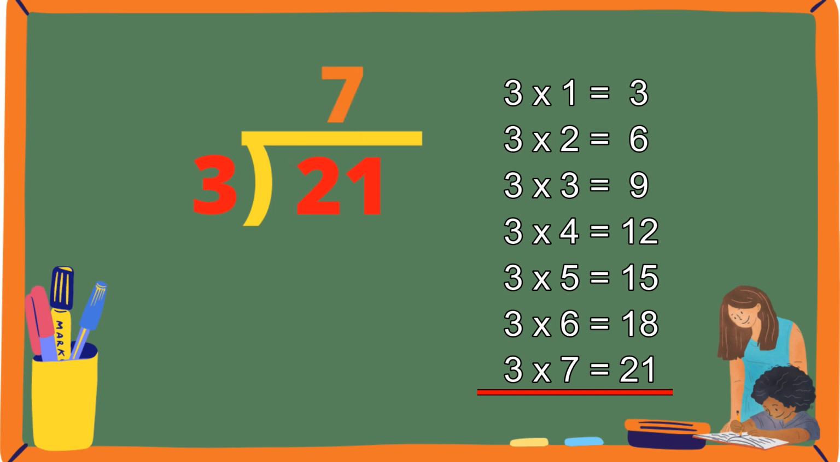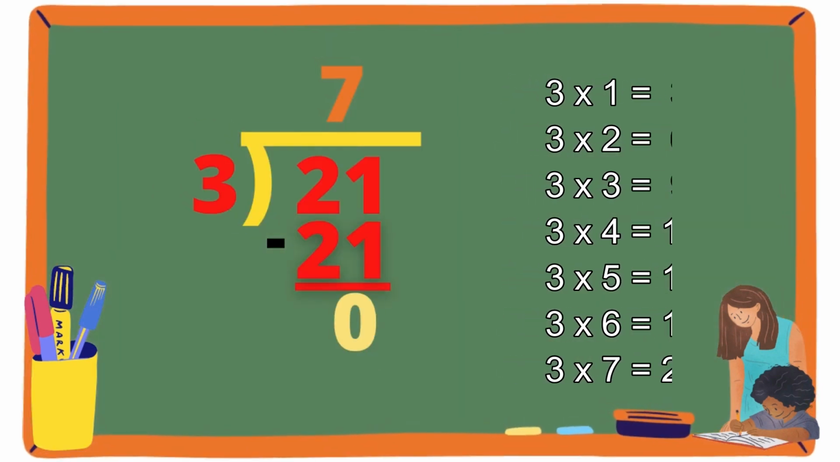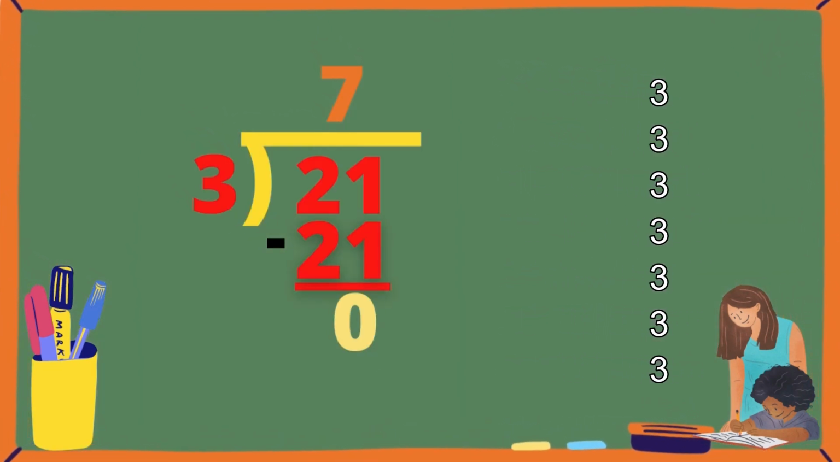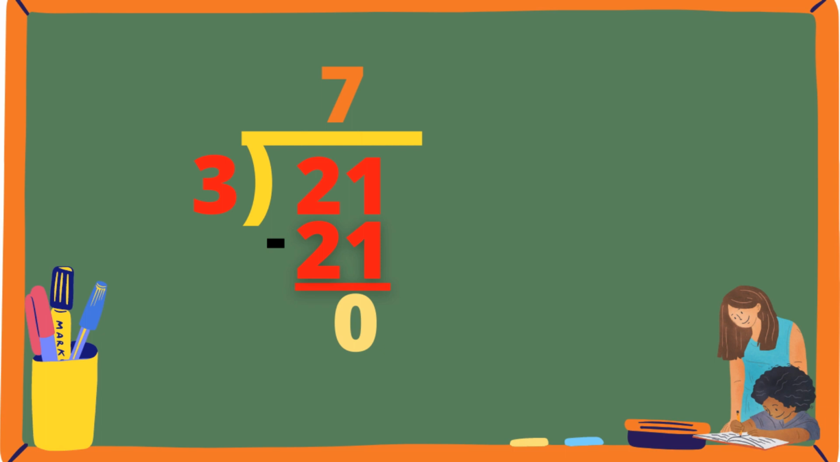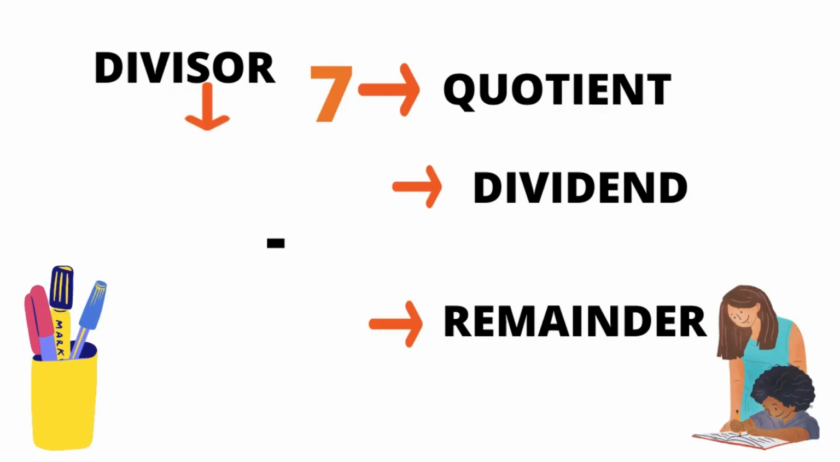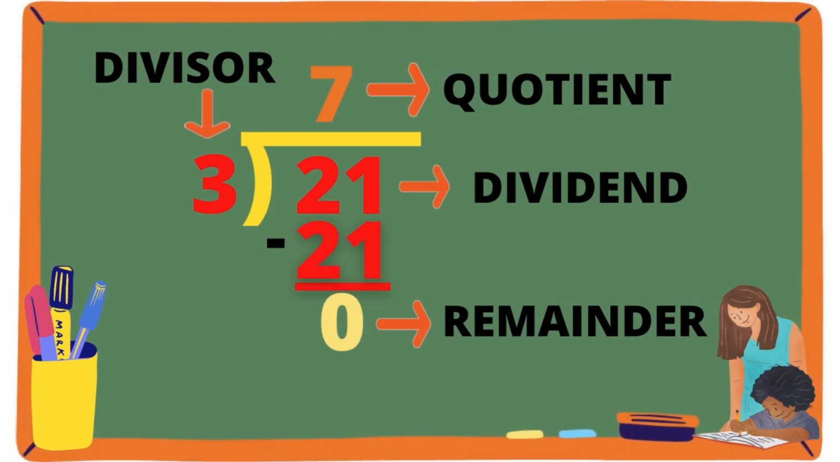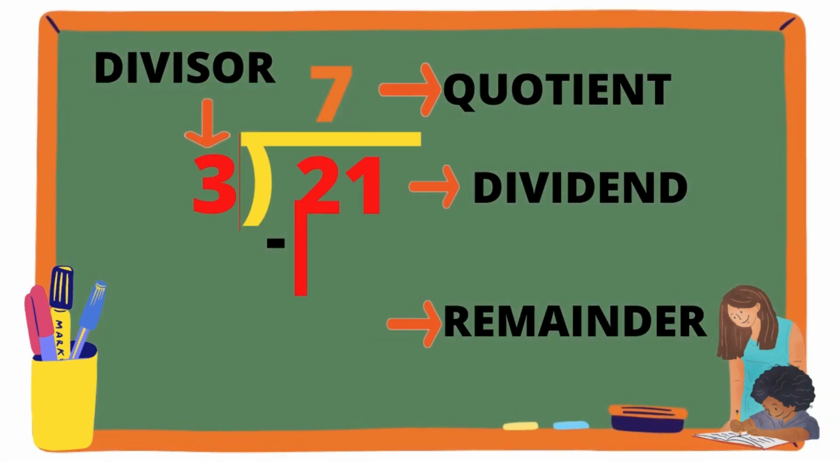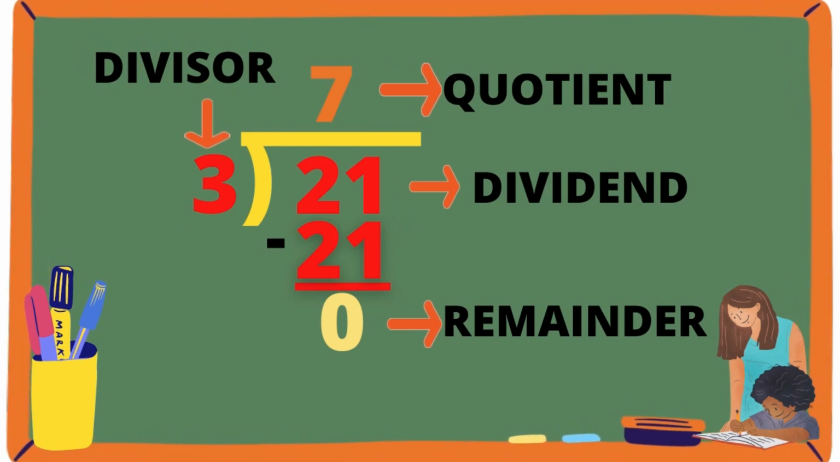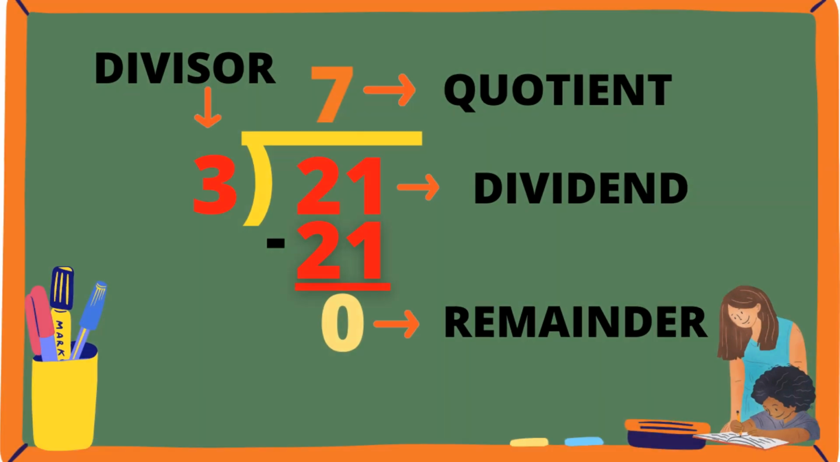Step 2. Write 7 as quotient. 3 into 7 equals to 21. So, write 21 under 21. Step 3. Subtract 21 from 21. It is 0. Here 21 is dividend, 3 is divisor, 7 is quotient, and 0 is the remainder.